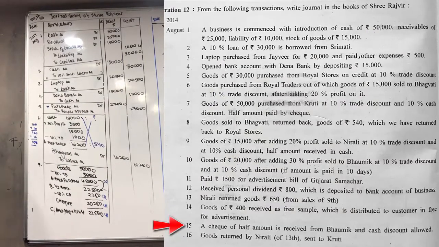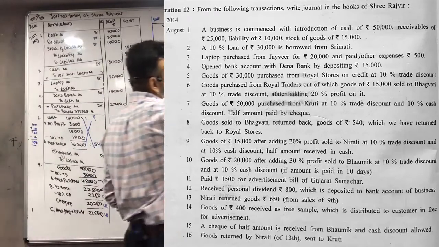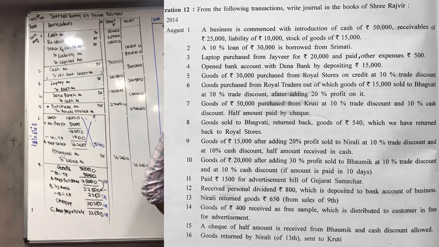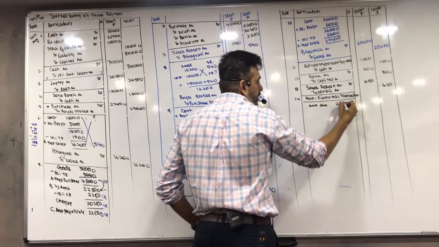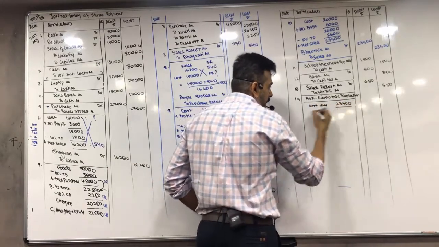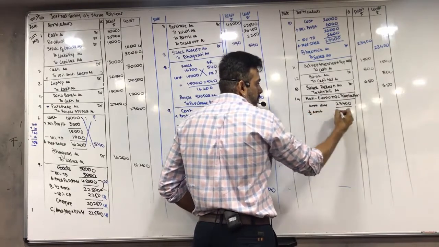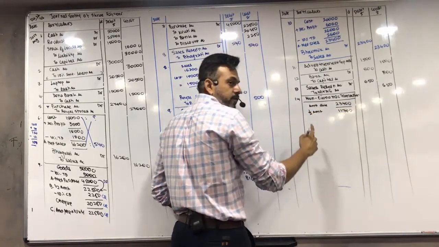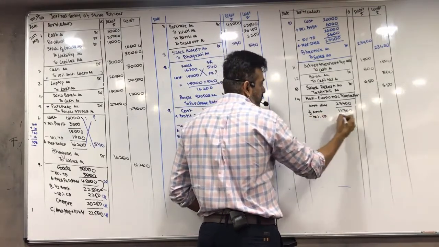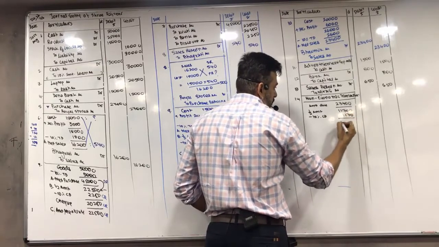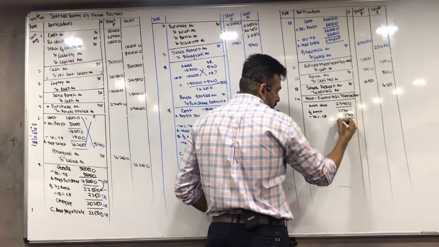A cheque of half amount is received from Bhaumik and cash discount allowed. Now first go to that transaction. In the 10th transaction, how much money did we have to take from Bhaumik? Amount due was 23,400. Half of this, 11,700. Cash discount will be received on this, so minus 10% cash discount, 1,170.